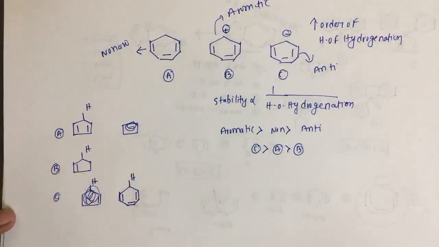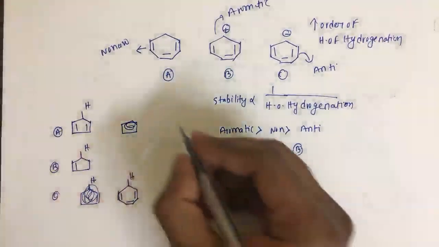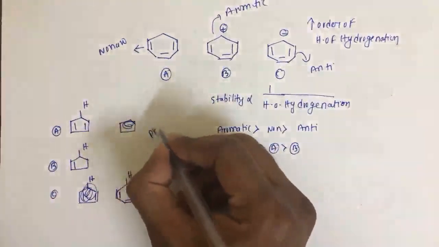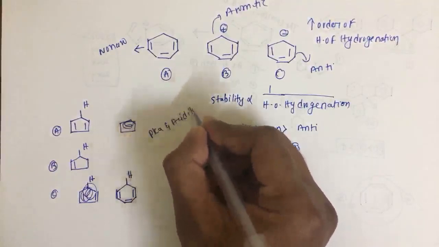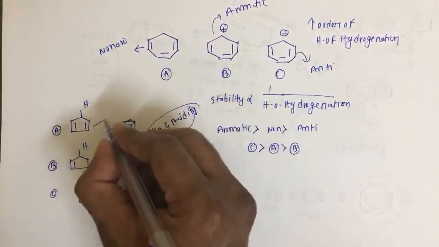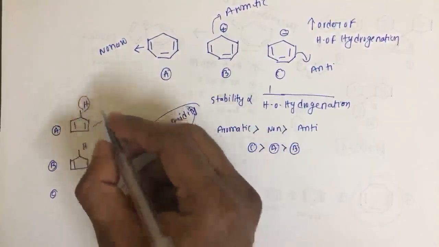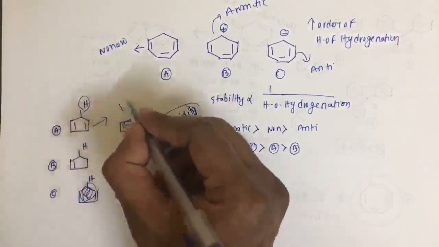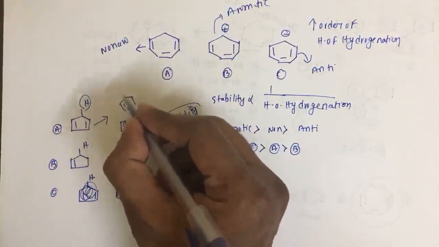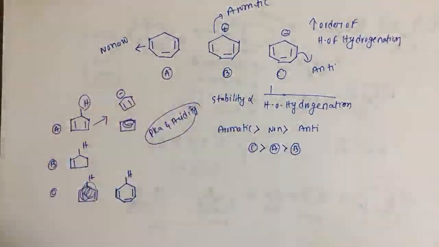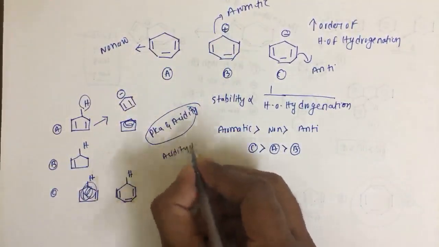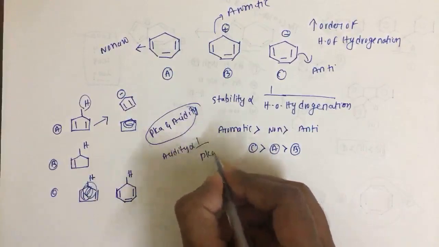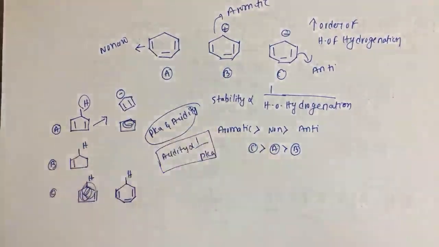So like this, we have three options. If they ask pKa value and acidity, this one will be more acidic because if it loses this proton, it gets an aromatic character. We know that acidity is inversely proportional to pKa. So like this also they can frame the question.